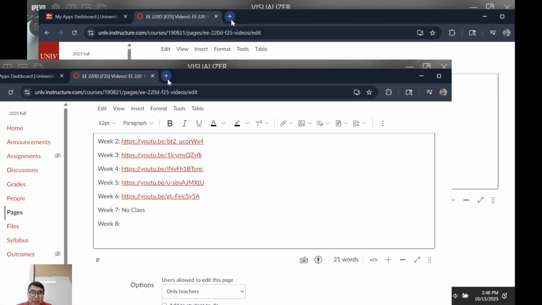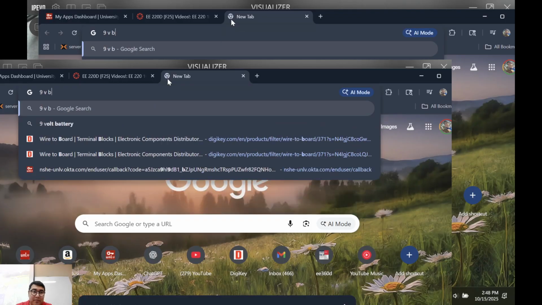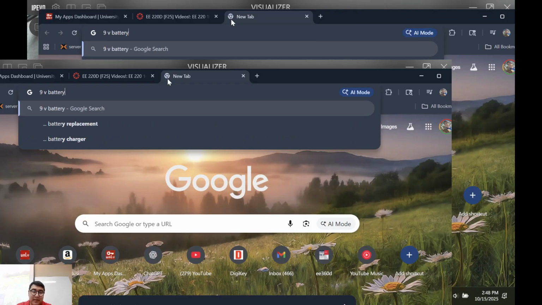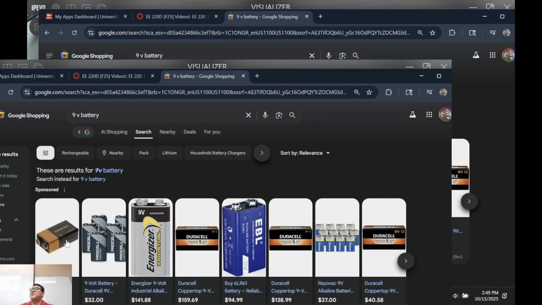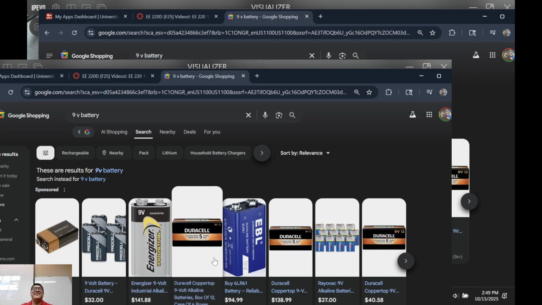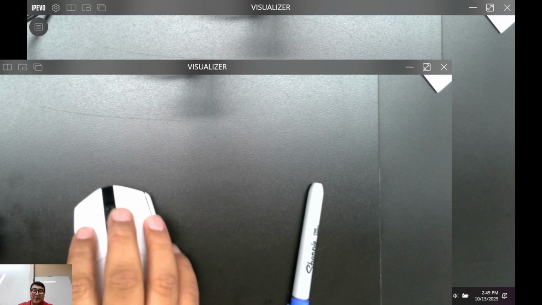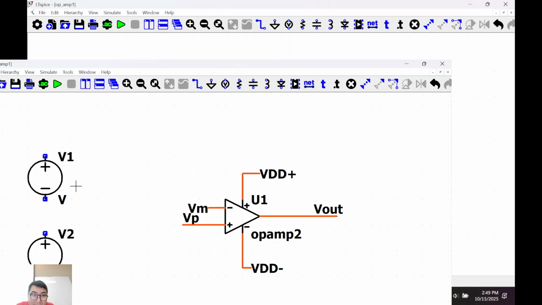Hopefully someone catches what I'm trying to do. 9-volt battery. All right, these are some type of batteries you can use, right? But how do you get minus 9 volts? Does anyone know how to do that with just this battery? I'll show you. Hopefully someone gets this.